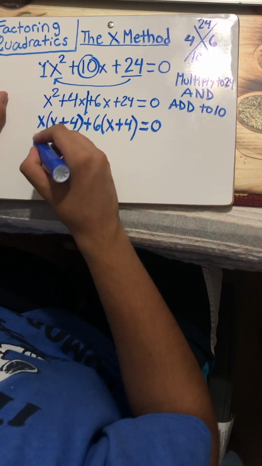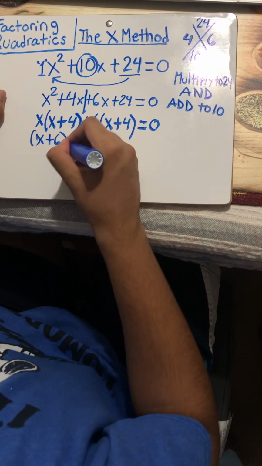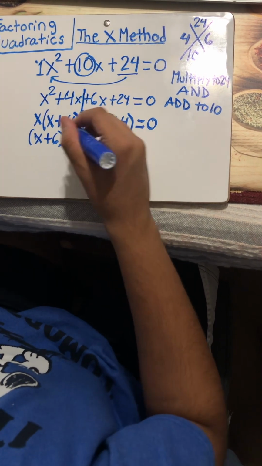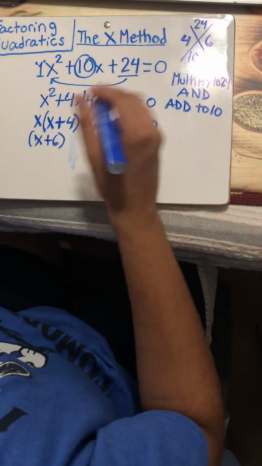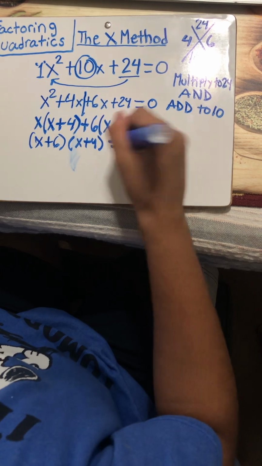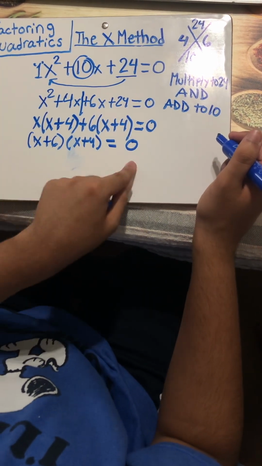Now we can completely move on. We take x plus 6 from the middle, and we can just take one of these factors from one of these expressions right here, and we can do x plus 4 equals 0. However, we're not done yet. We need to solve for what x is.